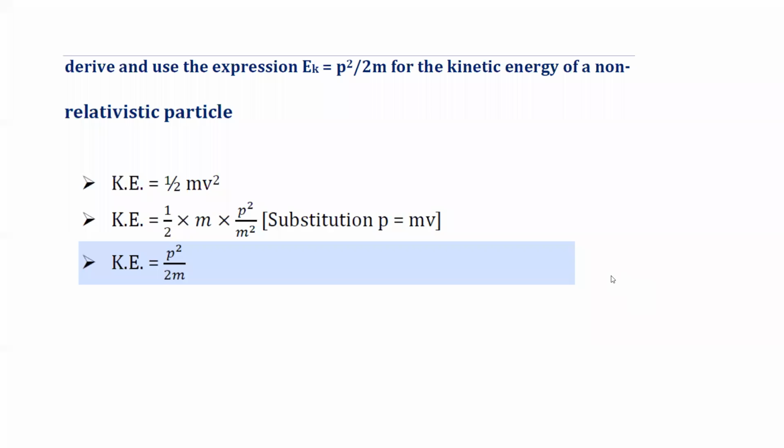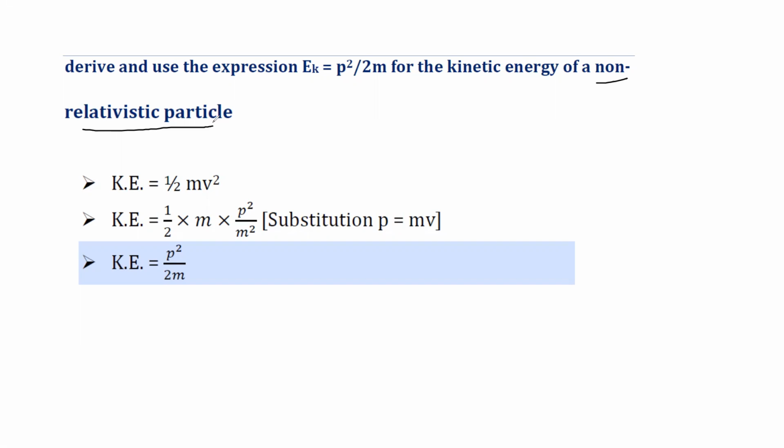Then the relation between the momentum and kinetic energy for a non-relativistic particle. What is the term non-relativistic? When the particles are not moving close to the speed of light, we call that a non-relativistic particle. If a particle moves close to the speed of light, the mass of the particle does not remain the same. The mass increases as the particle or object moves close to the speed of light. We call that the relativistic effect.